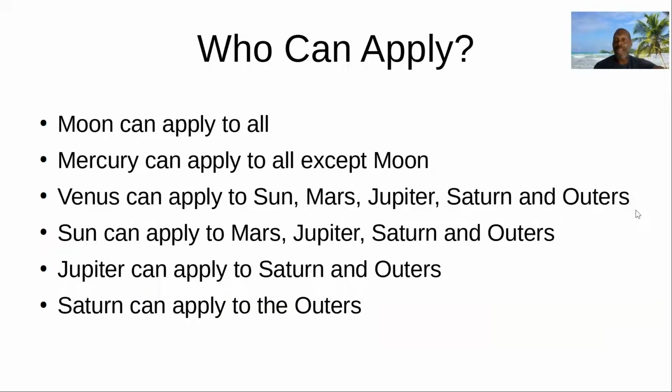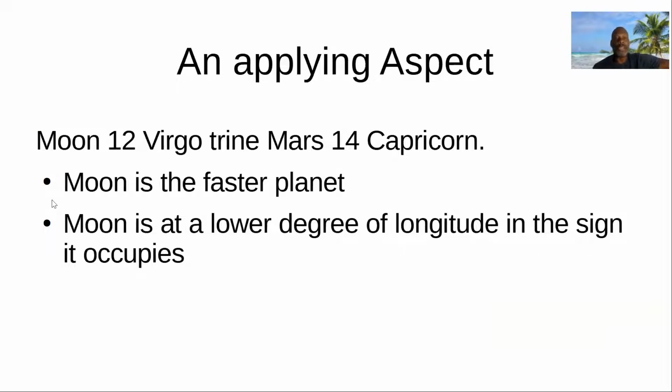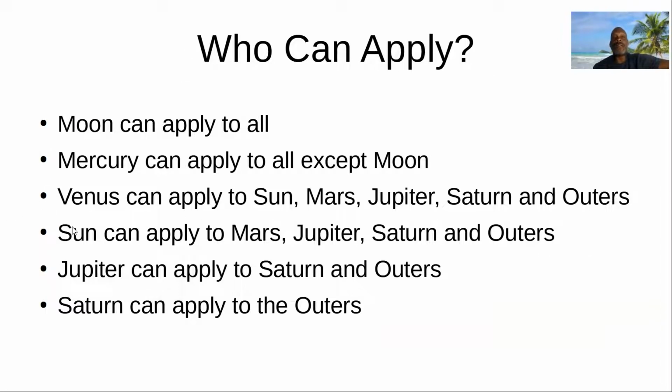That means who can apply to whom? The moon can apply to all planets. Mercury can apply to all planets except the moon. Venus can apply to the Sun, Mars, Jupiter, Saturn, and the outers. Now, of course, for our particular circumstances, we're not necessarily using the outers. The Sun can apply to Mars, Jupiter, and Saturn. Oh, we missed Mars. Mars can apply to Jupiter and Saturn. Jupiter can apply to Saturn. Saturn can apply to the outers. So we missed Mars, unfortunately, but you get the idea.